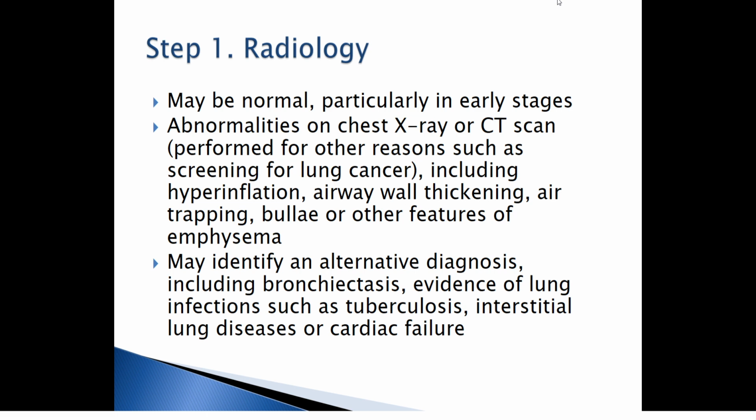But we have to do it, first of all, to exclude other reasons for chronic cough. Maybe not only an overlap of COPD and asthma. The patient may suffer, for example, from tuberculosis together with asthma. So you have to rule out other diseases, accompanying diseases, or make a differential diagnosis. X-ray may also identify an alternative diagnosis, including bronchiectasis, evidence of lung infection such as tuberculosis, interstitial lung disease, or cardiac failure. So, for differential diagnosis.